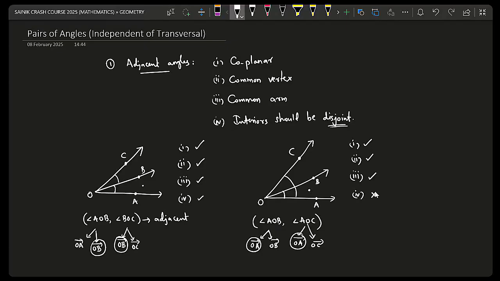So adjacent angles means what? The interiors should be disjoint. So this is about the adjacent angles.